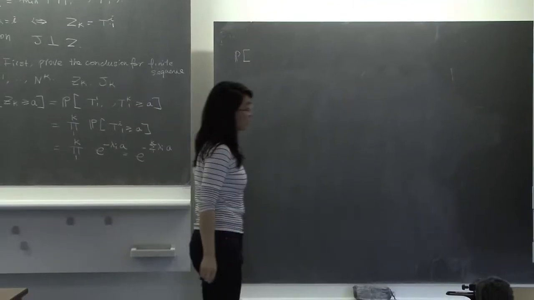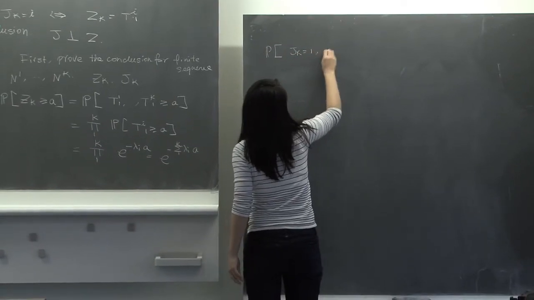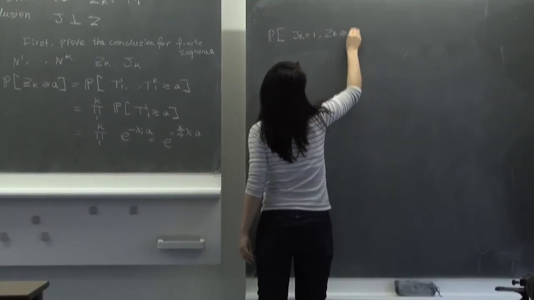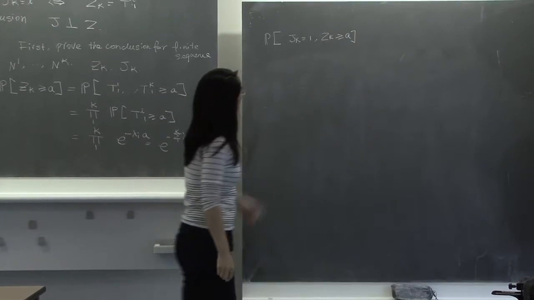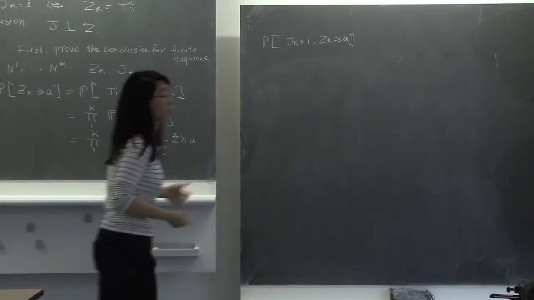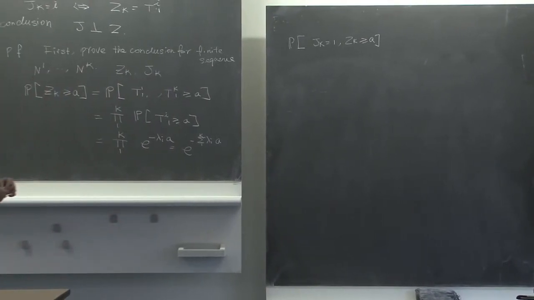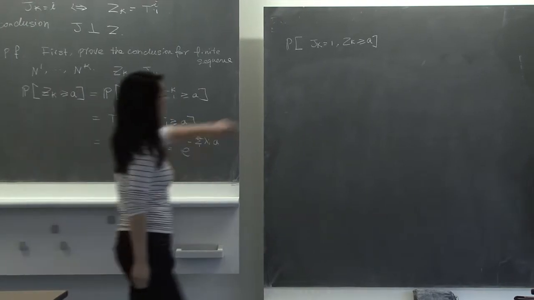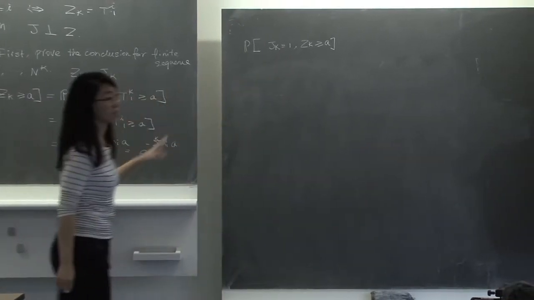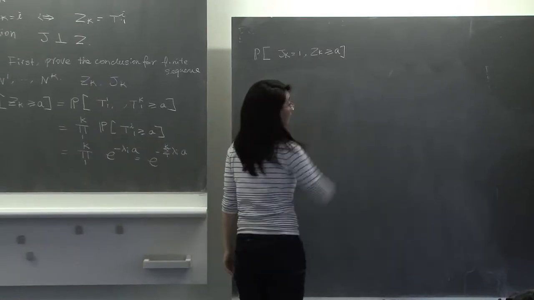Okay, joint law. So we want to calculate the probability that Jk equals 1 and Zk is greater than a. You can change this index 1 from 1 to k for any other index, and the procedure is the same. You can calculate the probability for 1 or for i, there's no difference in the calculation. So I will just fix i equals 1.